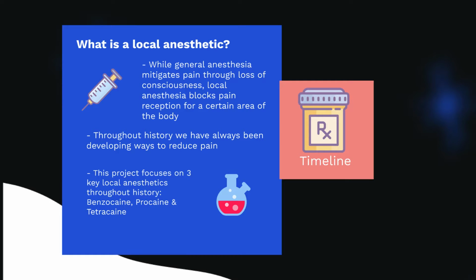In this project, we'll be focusing on three key molecules. We'll be using benzocaine, procaine, and tetracaine as our examples. These three molecules have been very important through history as we try and solve our problem of avoiding pain.